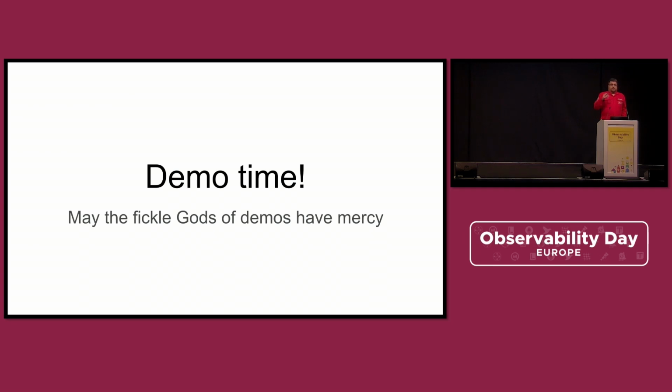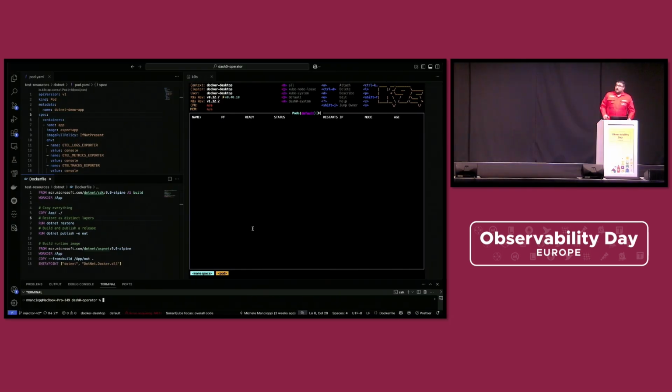So we have spoken about a lot of stuff. How does it feel in practice? Let's hope everything works. What you see on the top left is a simple pod specification that I'm using in the demo. Under it is the Dockerfile. This is a simple .NET application. Notice here Alpine. We'll come back to it later. And I'm going to deploy it.